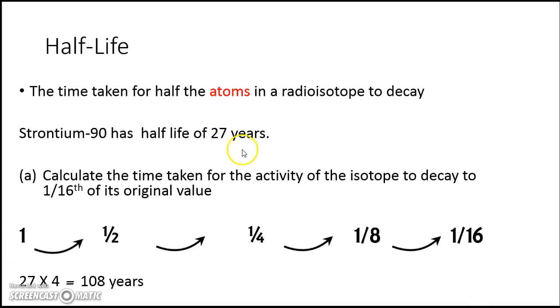So it had a half-life of 27 years, and to get 1/16 of its original value, that's going to be 4 half-lives as shown by the number of jumps. So we do 27 times 4, which is our answer of 108 years.